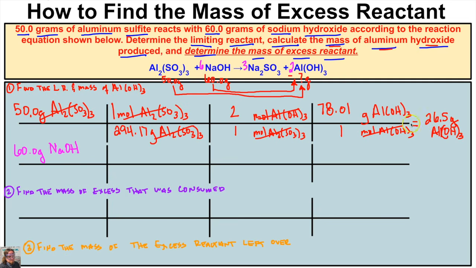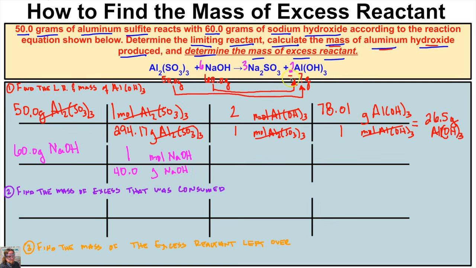So this isn't our final answer. We now need to figure out how many grams of aluminum hydroxide can be produced from 60 grams of sodium hydroxide. So let's go ahead and do that. We know that we need to cancel out grams of sodium hydroxide, so we'll put that at the bottom here. And we're going to convert to moles of sodium hydroxide. So we'll put that at the top. And we know that 1 mole of sodium hydroxide is 40.0 grams of sodium hydroxide from our periodic table. The molar mass of 1 sodium, 1 oxygen, and 1 hydrogen is 40.0 grams.